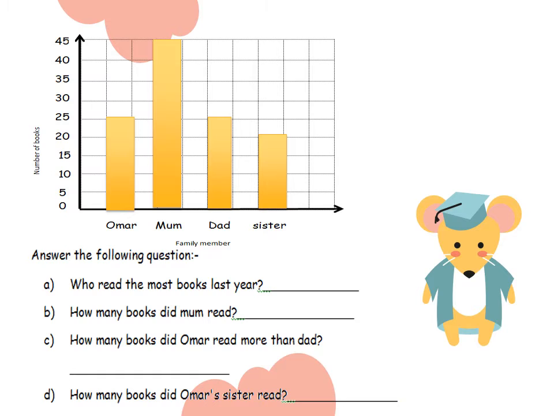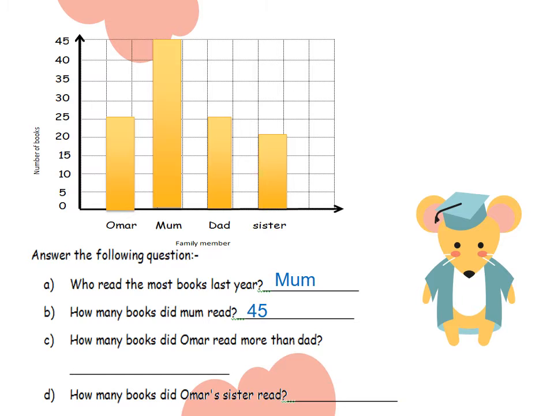Let's answer the questions. Question A: Who read the most books last year? Which one? Omar, mom, dad, sister? Mom. Excellent. How many books did mom read? Look at the numbers of books. 45. Excellent.